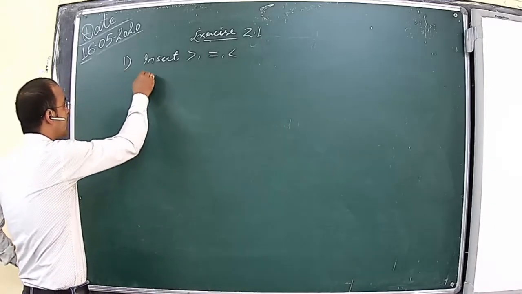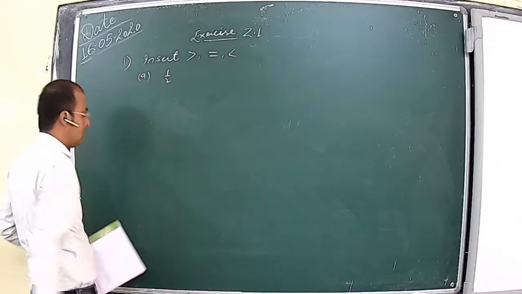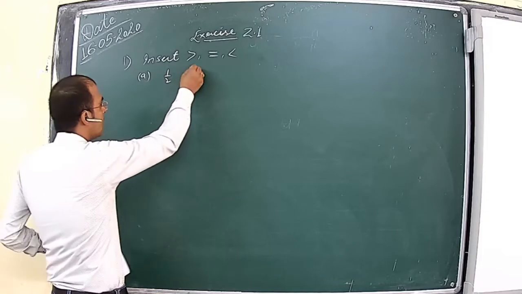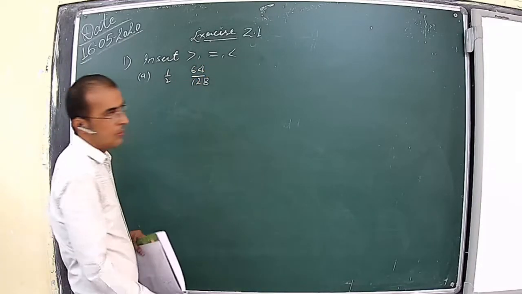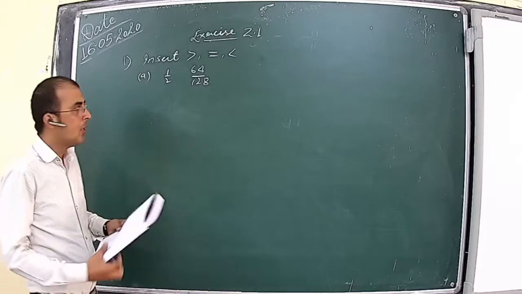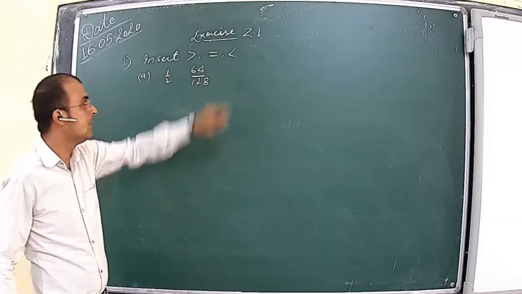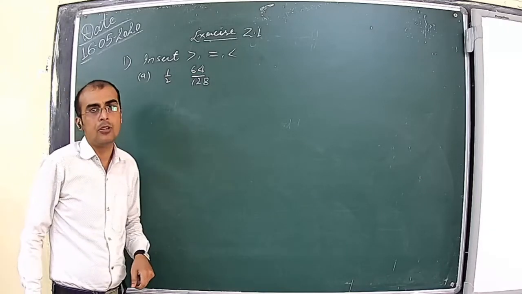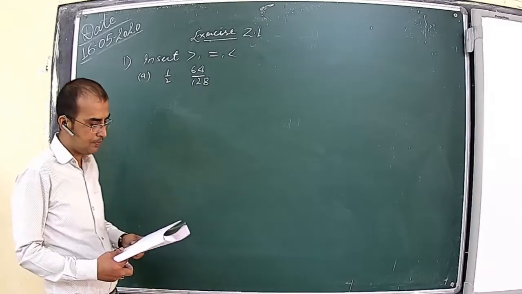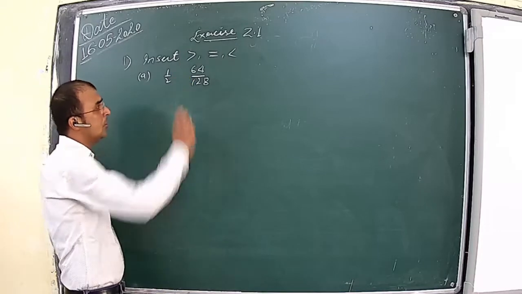First, part A is given: 1 by 2 and 64 upon 128. You have to use a sign in between 1 by 2 and 64 divided by 128. Which sign do you have to use?